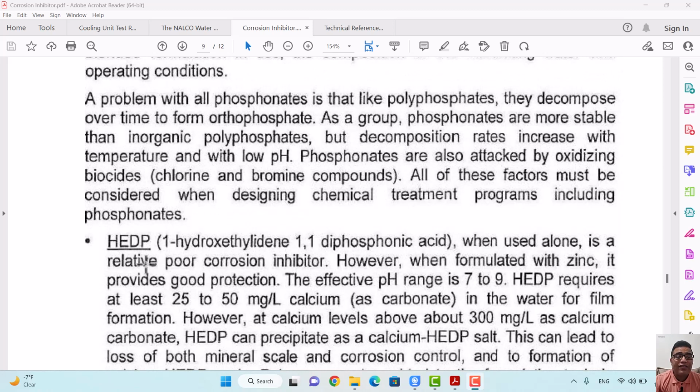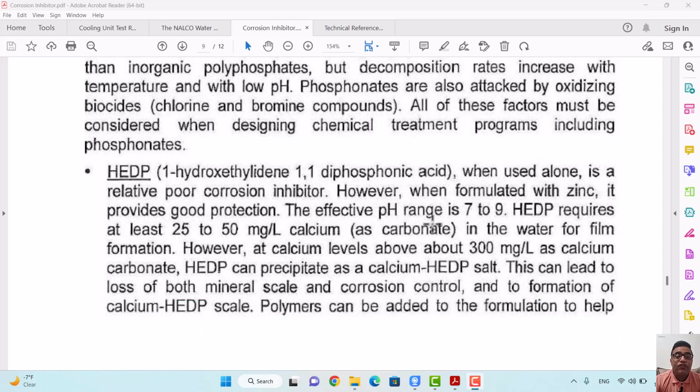Here, phosphonates have four common types. HEDP, when used alone, is a relatively poor corrosion inhibitor. However, when formulated with zinc, it provides good protection. The effective pH range is 7 to 9. HEDP requires at least 25 to 50 ppm calcium as carbonate in the water for film formation.